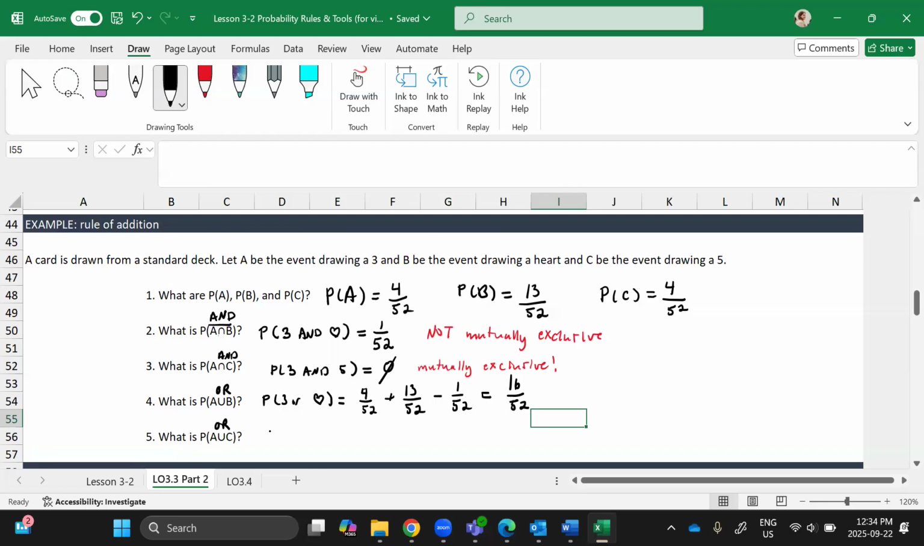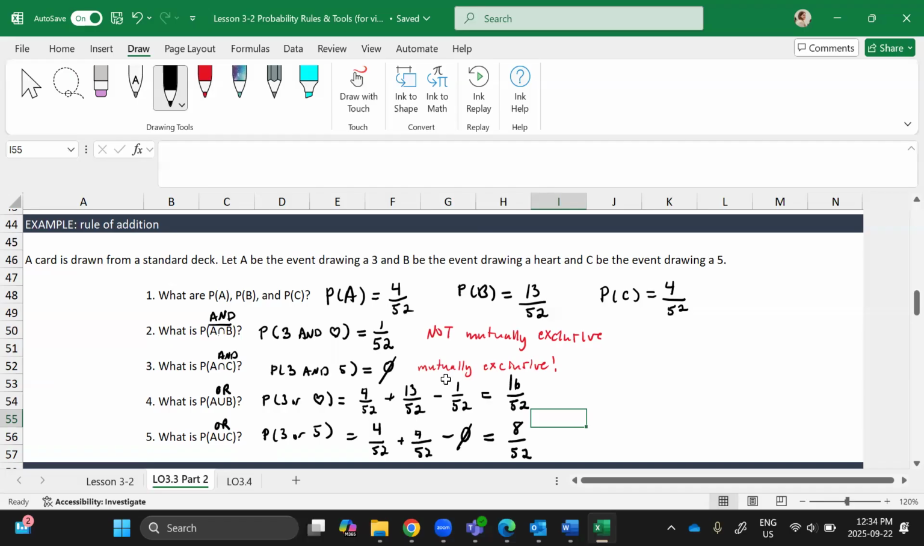If you want probability A or C, that's saying 3 or 5. There's 4 threes, there's 4 fives. They can't happen at the same time, so you can write subtract 0, it doesn't influence anything, or you can just skip that step because they cannot happen at the same time. They're mutually exclusive. You don't even have to subtract the difference because they cannot occur at the same time. And that probability of a 3 or a 5 would be 8 in 52.